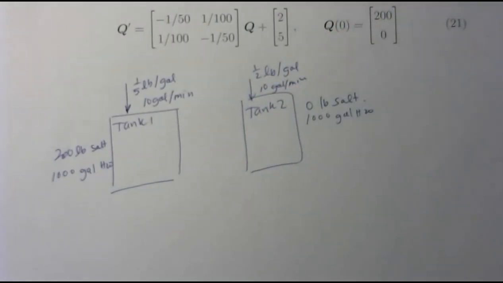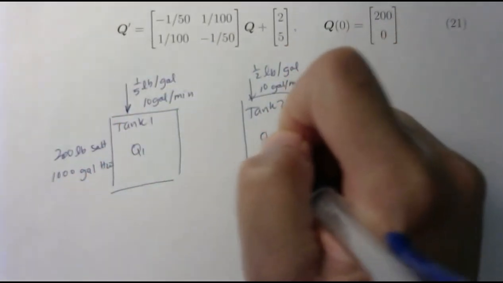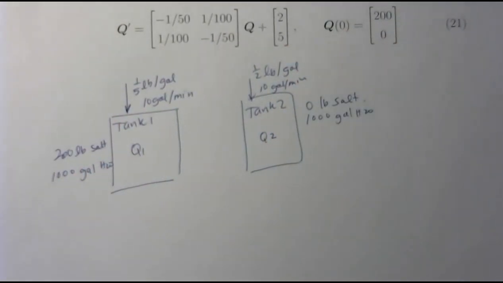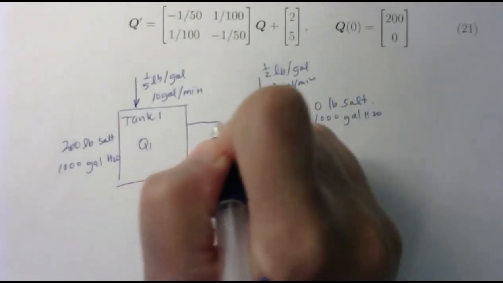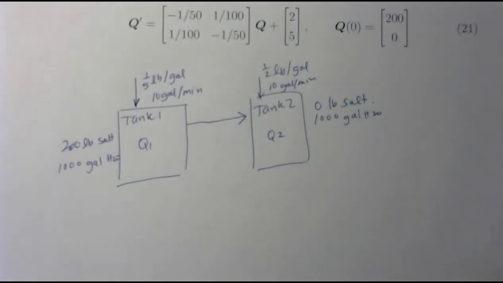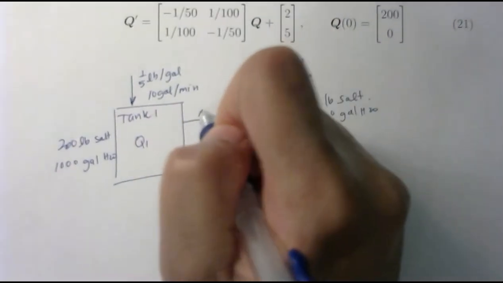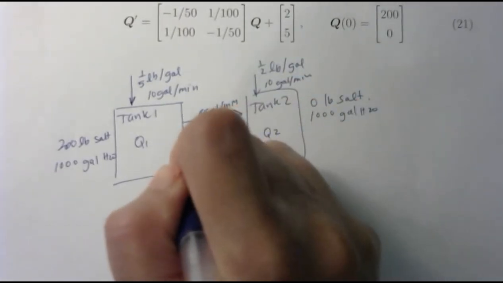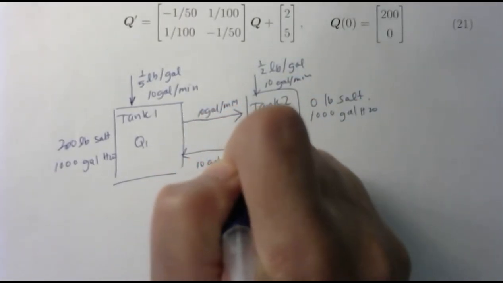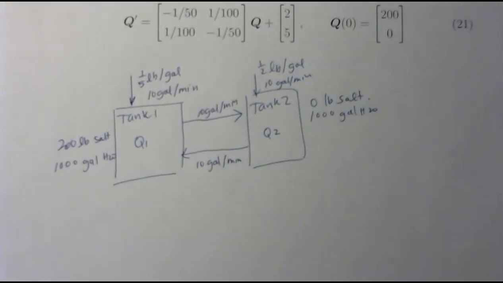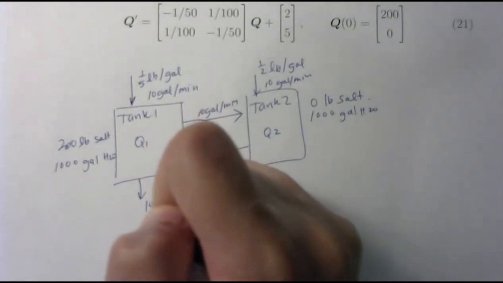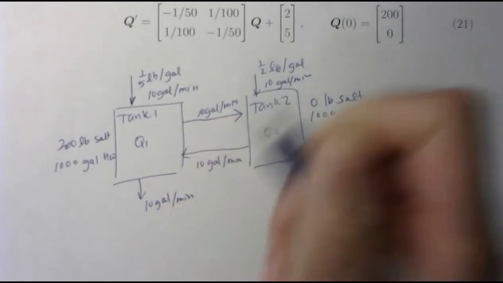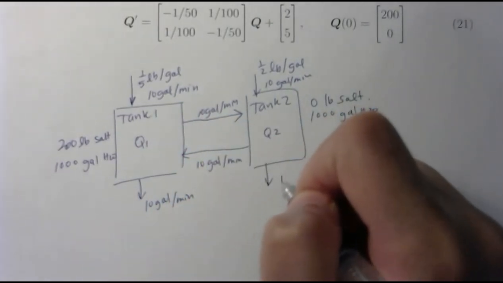Great. This solution is now well mixed, Q1 and Q2, and it flows out in two different ways. It flows from tank 1 to tank 2 at a rate of 10 gallons per minute, and it flows from 2 to 1 at 10 gallons per minute. Then it also pours out of tank 1 at 10 gallons per minute, and same for tank 2.